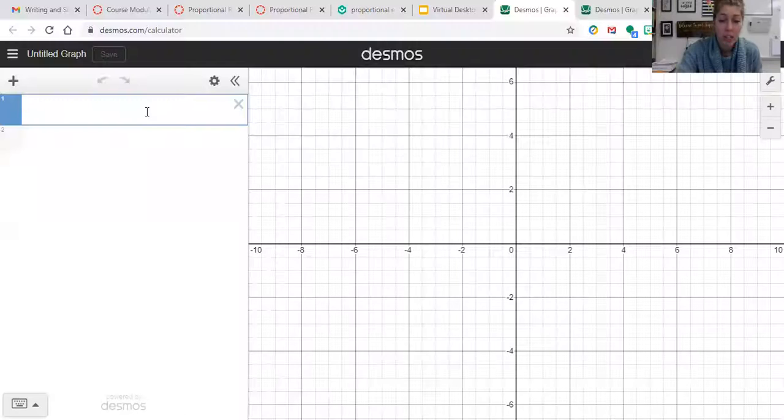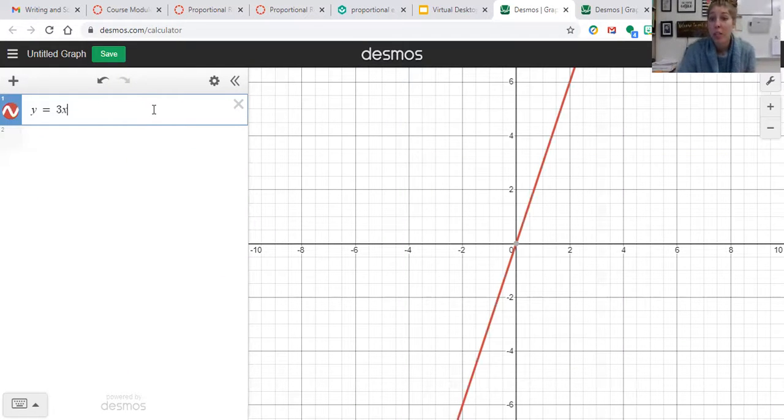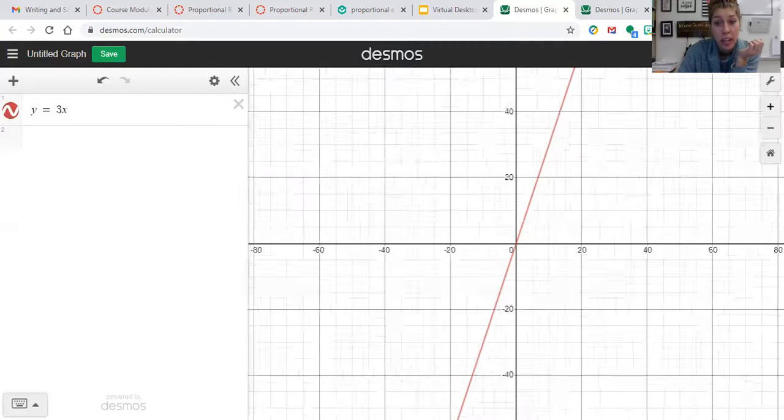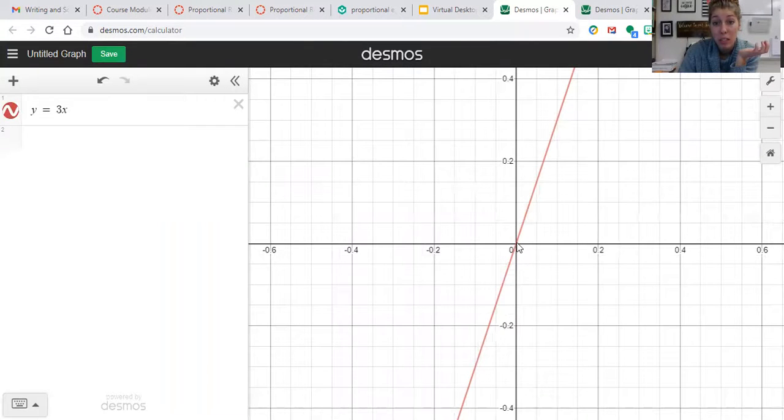Get my Desmos up. Okay, I'm going to type in that equation, y equals 3x, and it gives me the equation of the line. Knowing those few things I was looking for, it is a straight line. I can even zoom out really far. Straight line. It does cross through 0, 0. I can even click on that point right there to see. Therefore, I know this one is proportional.